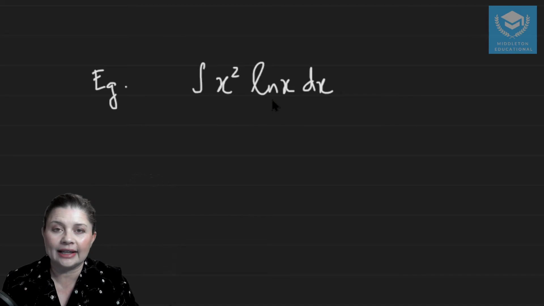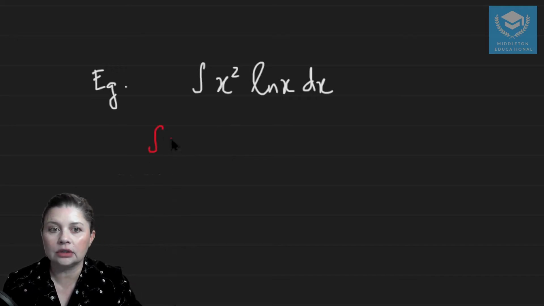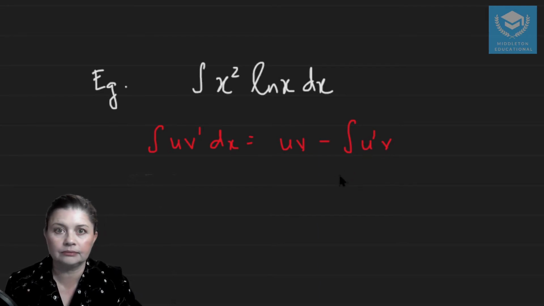So when you've got something like this, where you've got a product, a function multiplied by another function, it means that you can use integration by parts. So the integration by parts rule says, if you have the integral of u v dash dx, that's going to equal uv minus the integral of u dash v. Remember that the notation v dash is just the derivative of v, and u dash is just the derivative of u. And u and v are the functions that you choose from your integral.